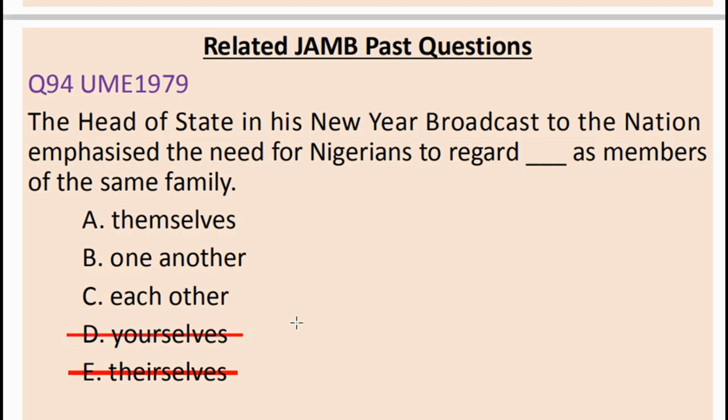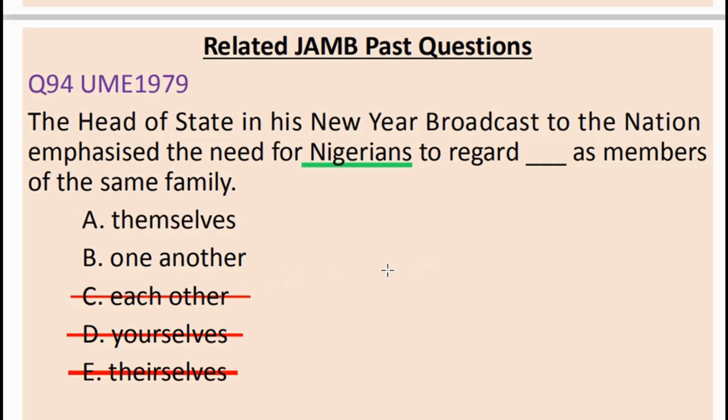Let's come to each other in option C. We use each other when we are talking about two people or things, reciprocating actions. But when it is more than two, each other is wrong. And since Nigerians, the citizens of Nigeria, are more than two, each other is wrong in this context. Then we are left with option A, themselves, and option B, one another.